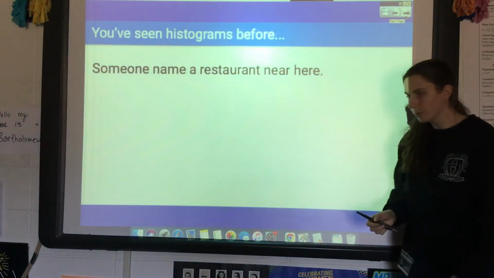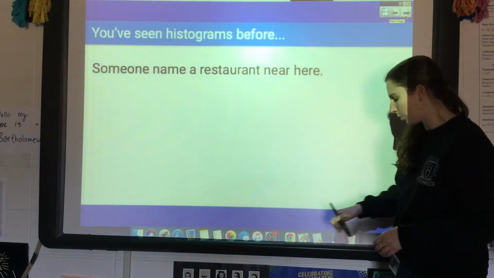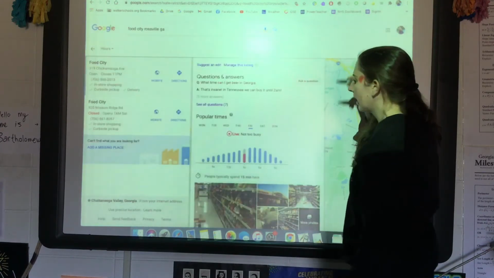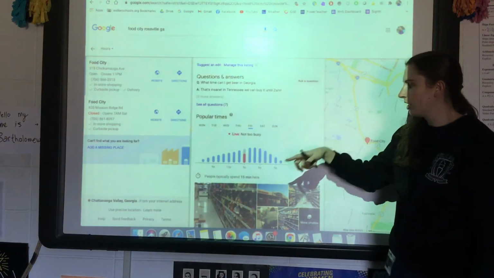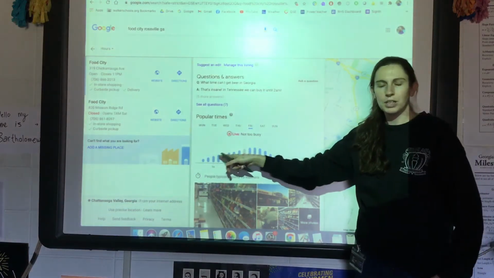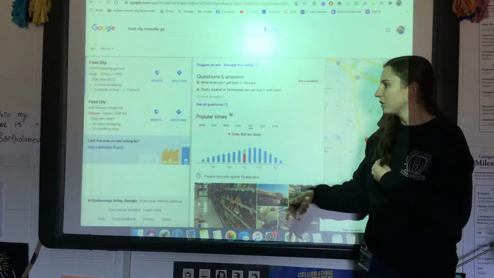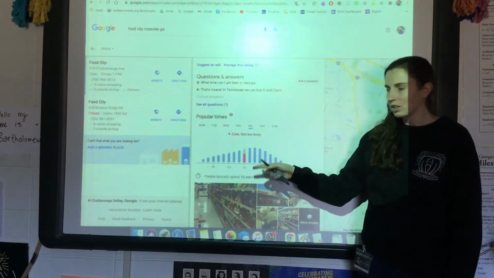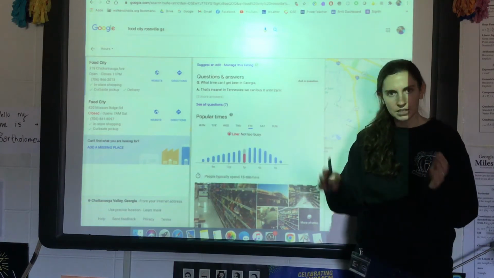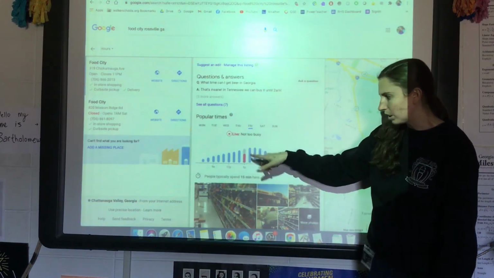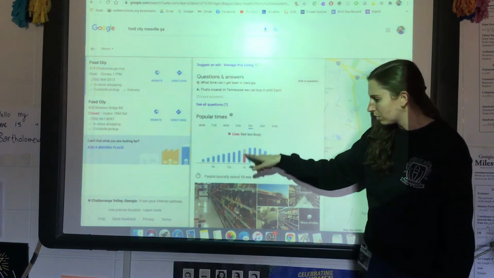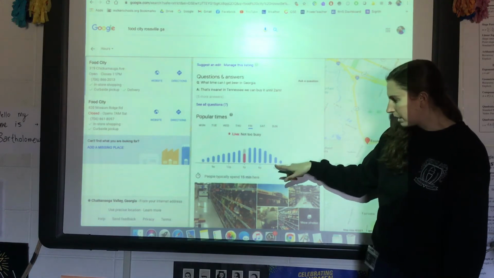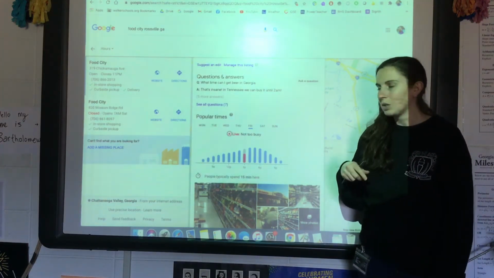Okay, you've probably seen histograms before out there in the world. For example, I Googled Food City in Rossville, and have you seen these on Google when you look up a place and it gives you directions and it shows you when they're most busy? So this is a histogram. It's giving me each hour as the interval, and this is how many people are usually at Food City in Rossville when it's 3 p.m. Today it's actually not quite what it usually is, it looks like, but at 9 p.m. this is how many people are usually at Food City.